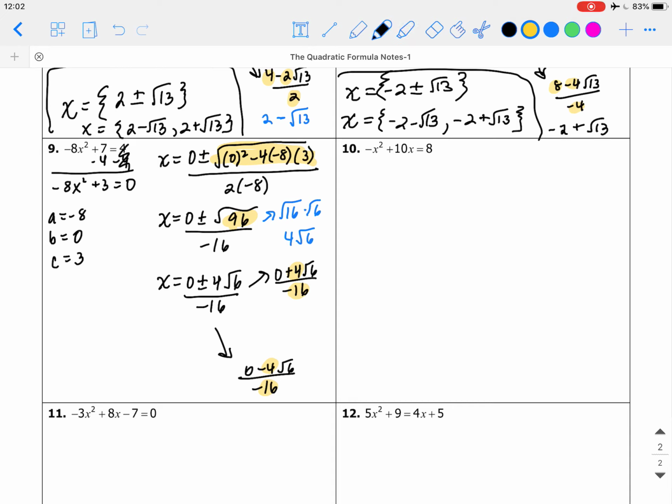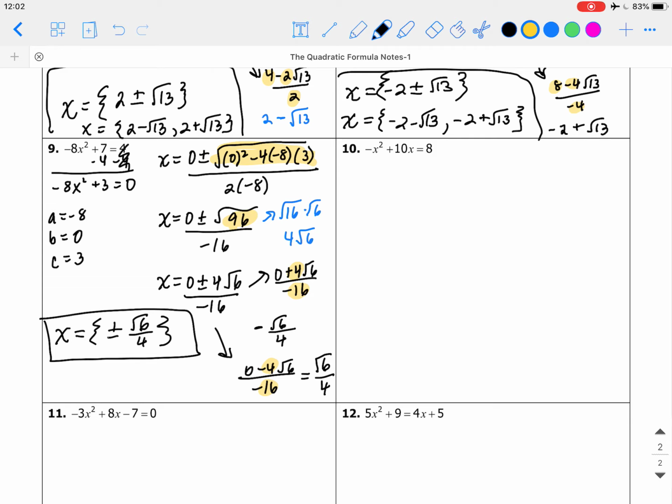So I know that 4 over 16 does simplify. That will be 1 over 4, so I'm just going to have negative square root 6 over 4. And let's see, this one down here, negative over negative will be positive. I will have 1 over 4, so I have a positive square root 6 over 4. So here we go, let's write our answer. So I have x is equal to plus or minus square root 6 over 4. Again, I cannot touch numbers underneath the radical, okay? I cannot mess with those numbers at all.